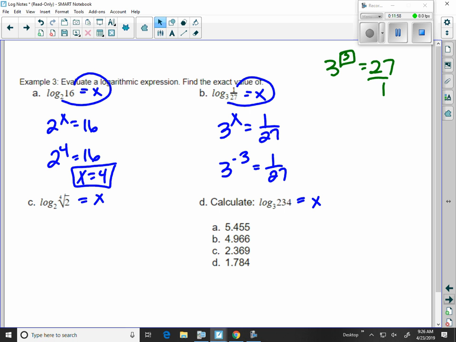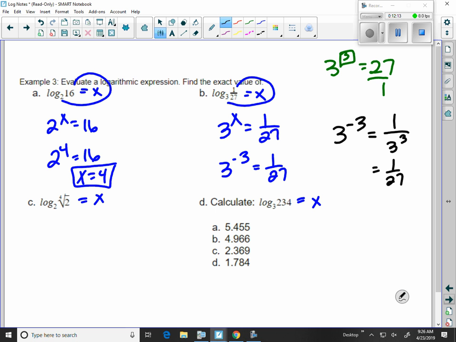If I take 3 to the negative 3rd, it's like 1 over 3 to the 3rd, because when I move it to the denominator, the exponent becomes positive. Then I can evaluate that, which is 1 over 27. Okay, it's going to take you a little bit of time, but you'll catch on here. So in this case, what was my x? Negative 3.